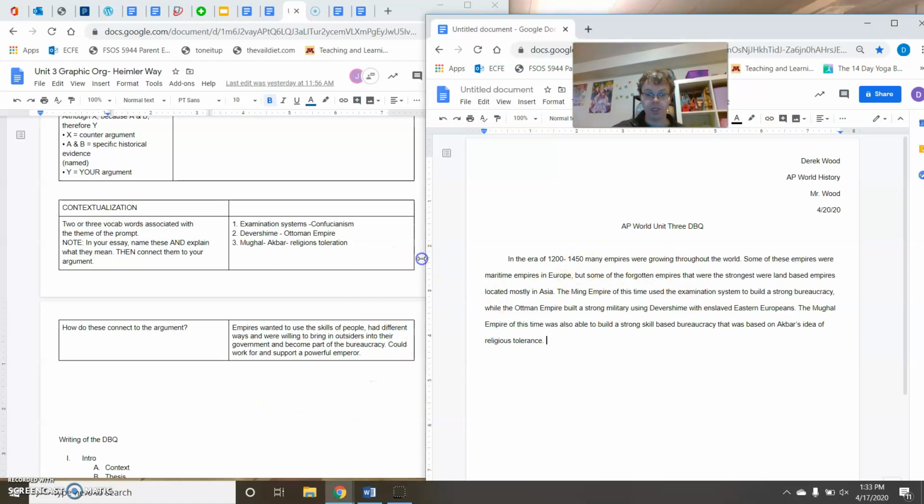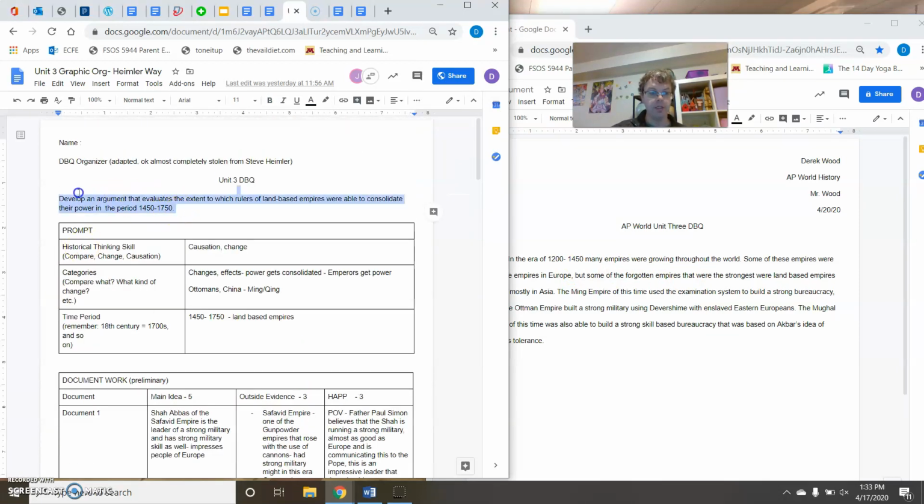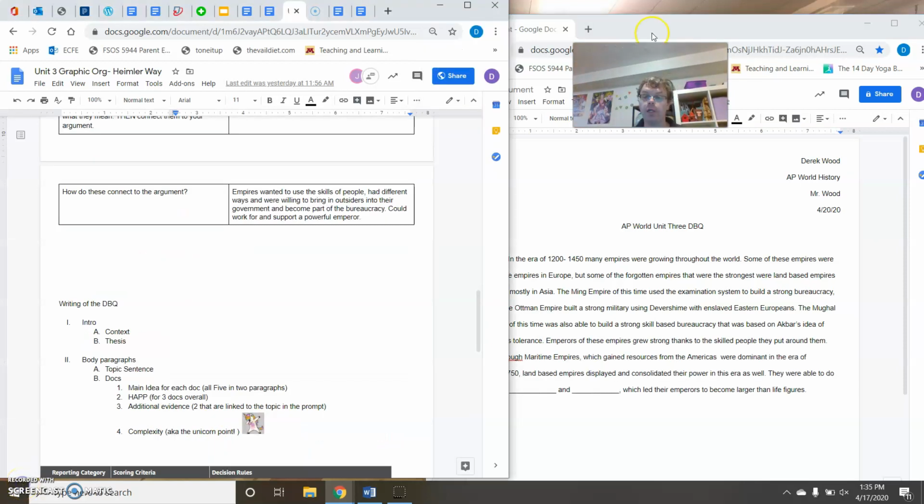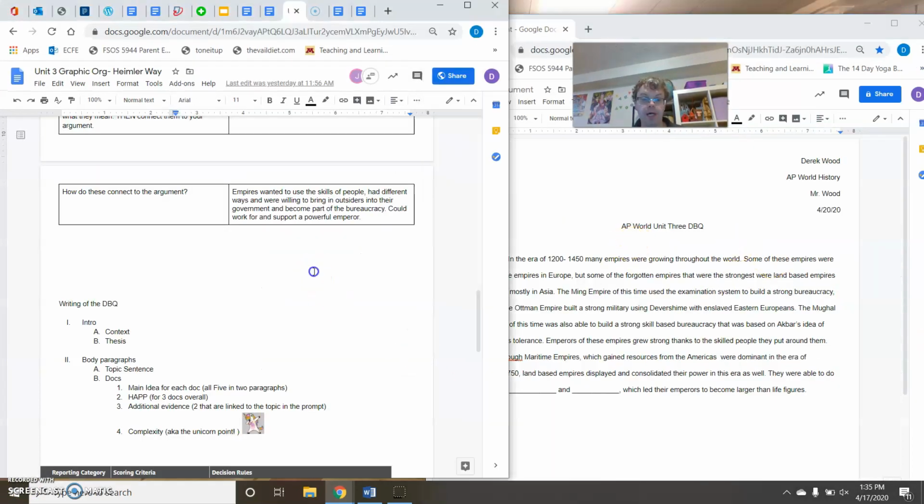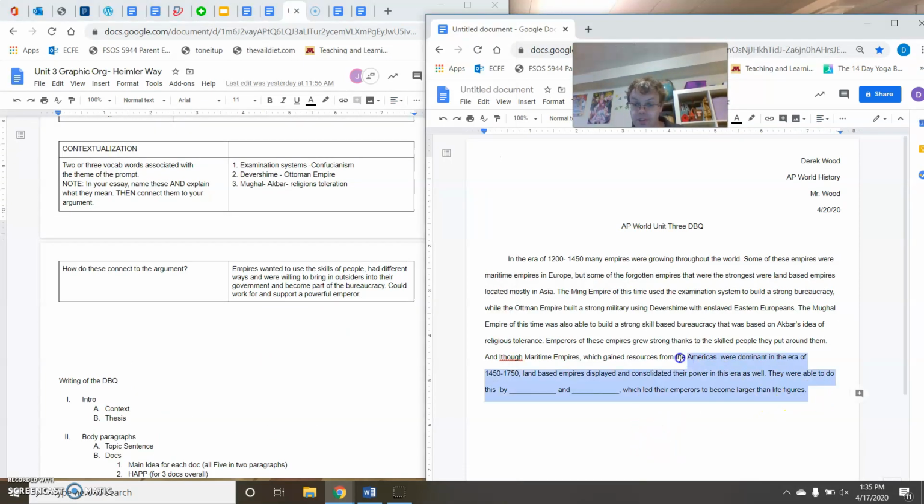And if we look, does this match our prompt? Our prompt we looked at yesterday said, develop an argument that evaluates the extent to which rulers of land-based empires were able to consolidate their power in the period of 1450 to 1750. Okay, so now I'm going to take that and bring it back to our topic and into our thesis statement. So let's go ahead. Okay, so now looking at this, I am going to write, sorry about that, basically getting to my thesis here in a couple sentences.